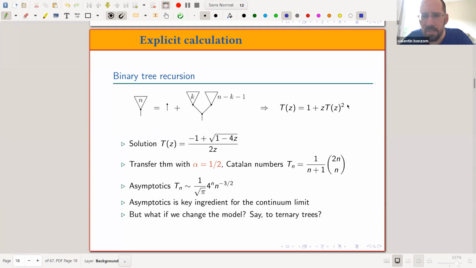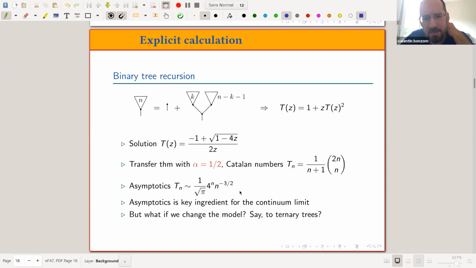So you get a quadratic equation on T(z), which you can solve without difficulties, and you get the square root singularity here, square root of 1 minus 4z. So it means that we can apply the transfer theorem with alpha equals 1/2, but you can also just do a Taylor series of this square root and find that the T_n are Catalan numbers. So here it's 1 over n plus 1 times binomial coefficient. So whatever you do, you finally arrive at the asymptotic behavior of T_n, which has indeed an exponential growth 4^n and some power law decay n^(-3/2).